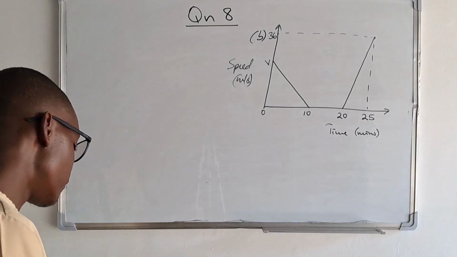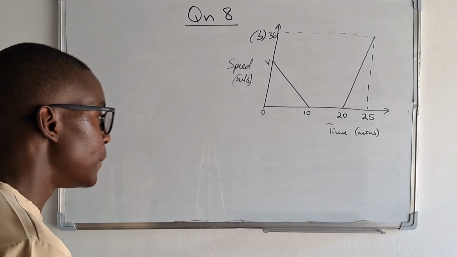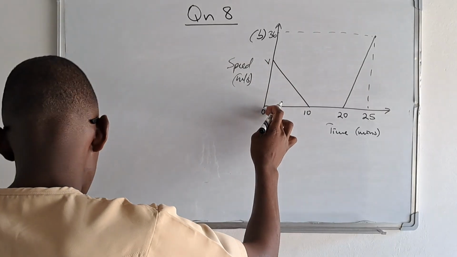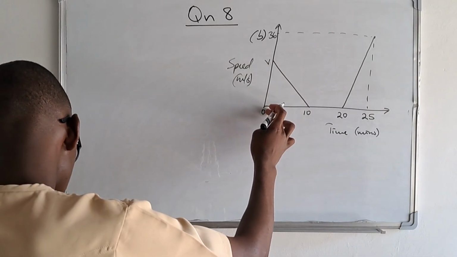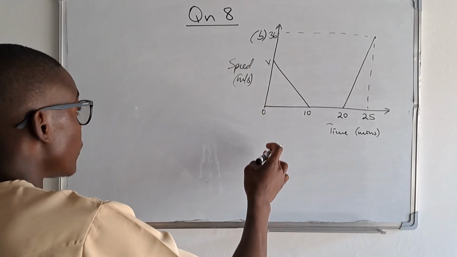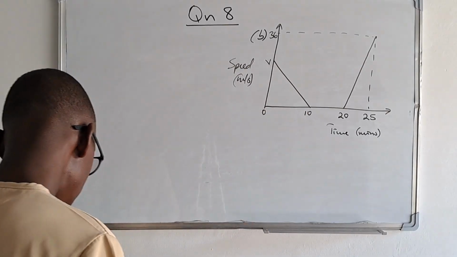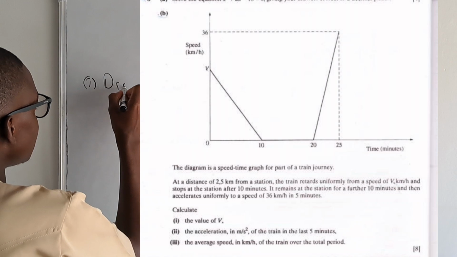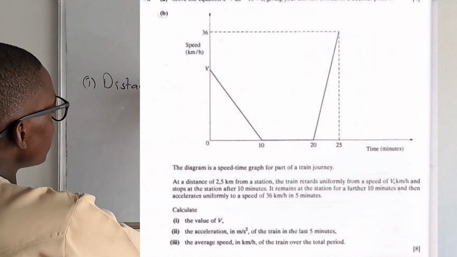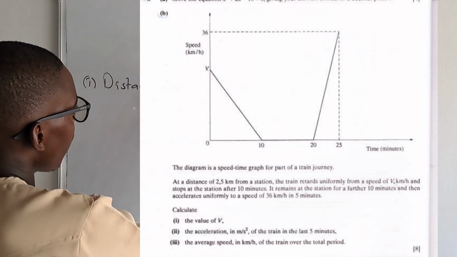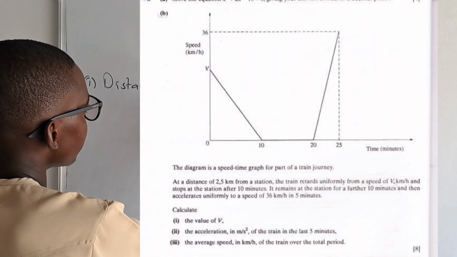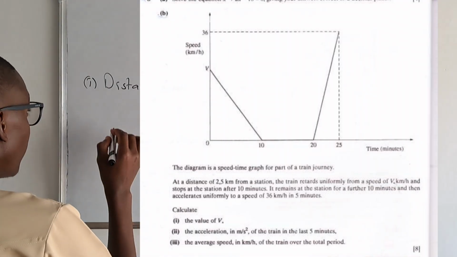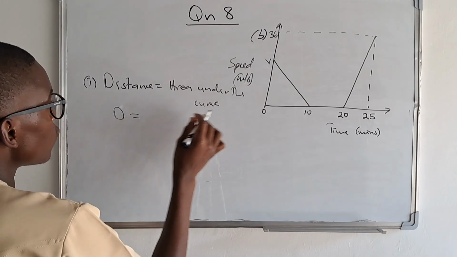To calculate the value of v, what do you need to do? Please note that you are given the distance. You are given the distance of 2.5 kilometers from a station where the train retards. How do you find the value of v? First, you will know that the distance is equal to the area under the curve.